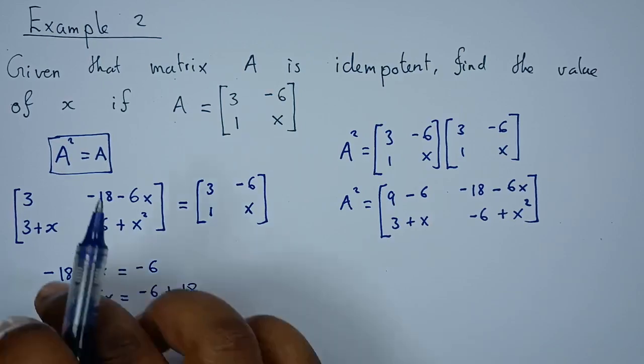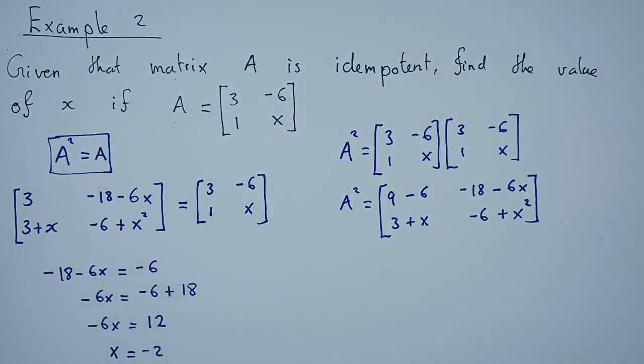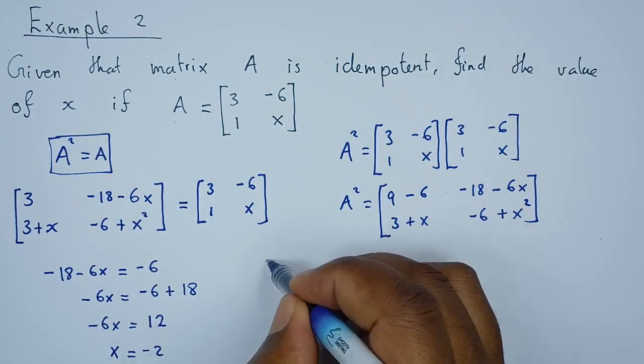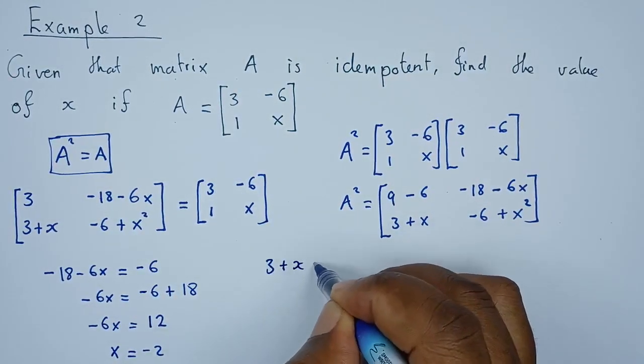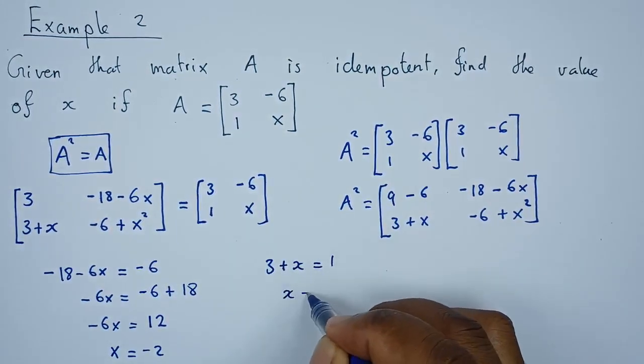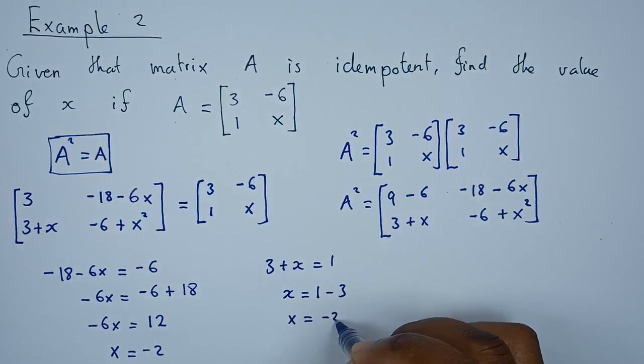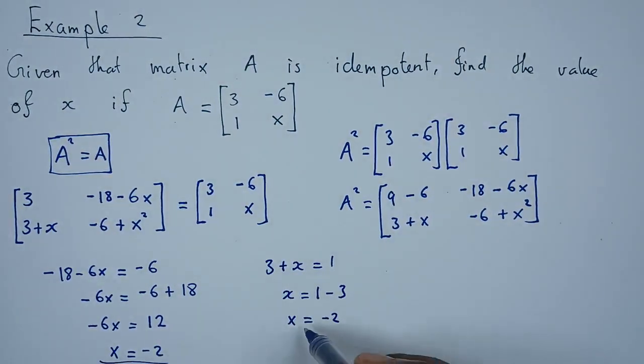If you don't like that part, you can use the other part as well. You're not restricted to one. You can say this whole thing is equal to 1. So you can say 3 plus x is equal to 1. So x is equal to 1 minus 3. So x is equal to negative 2. Okay, so we'll get the same result.